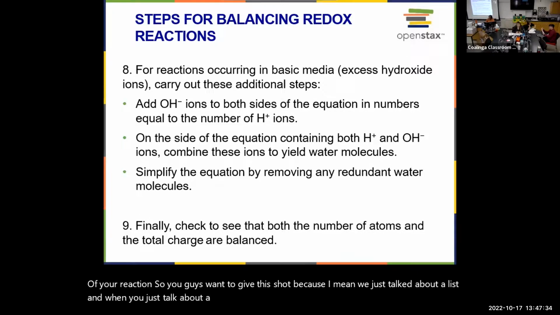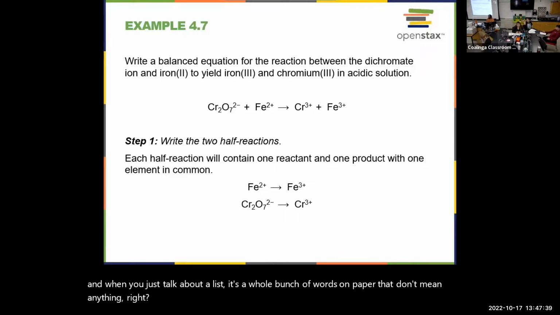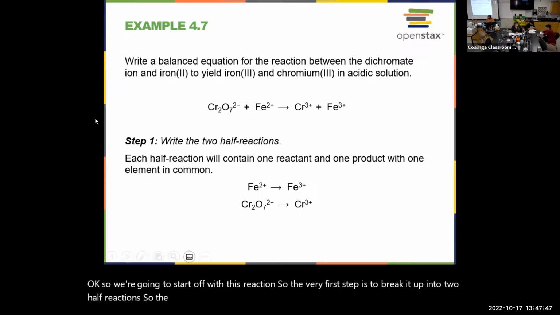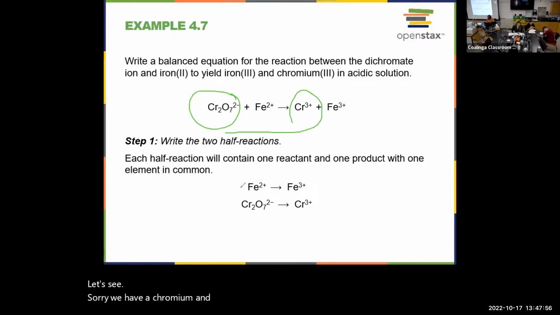There's a whole bunch of work on paper there. Okay, so we're going to start off with this reaction. So the very first step is to break it up into two half reactions. So the best way of breaking it up, you see an element that's on both sides, so we have our chromium and our chromium, right? So that's going to be a reaction right there.